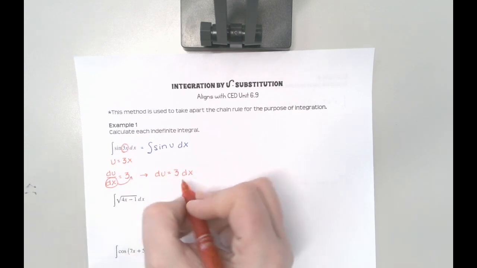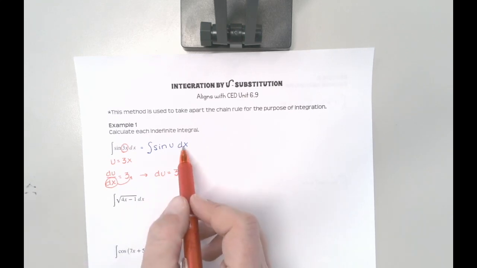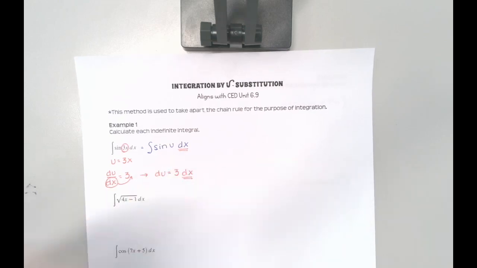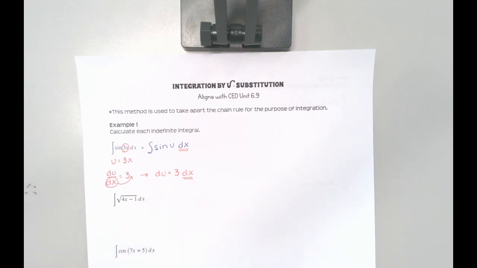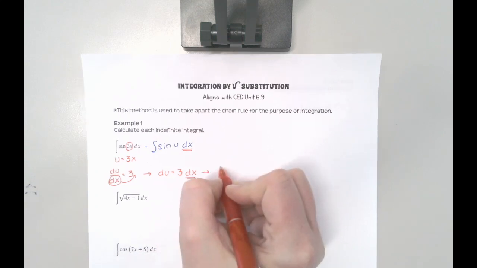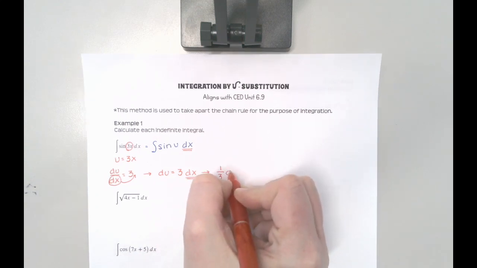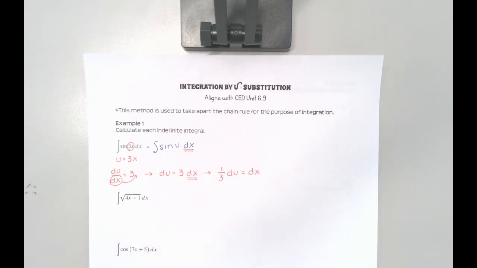But now what I want is I want this dx by itself, okay? Because I want to be able to substitute in place of this dx up here. So let's move the 3 to the other side. And when I do that, it's going to become a 1/3. So now I'm going to say 1/3 du equals dx. This would be an excellent time to pause the video and just make sure that you understand everything that you've written down so far. Make sure you understand all the steps that I just took here in red.